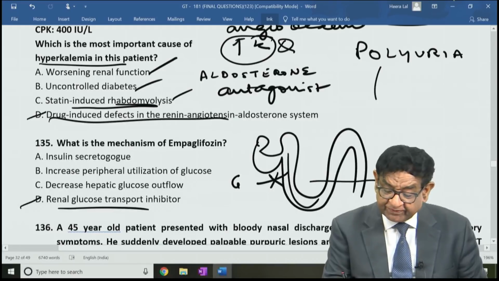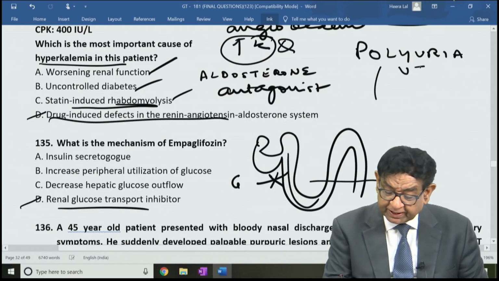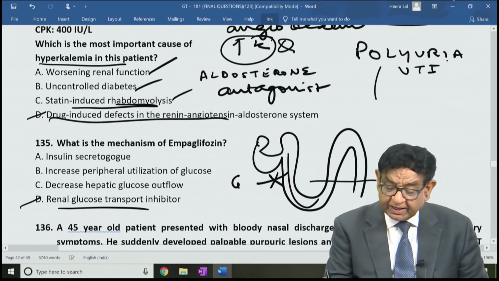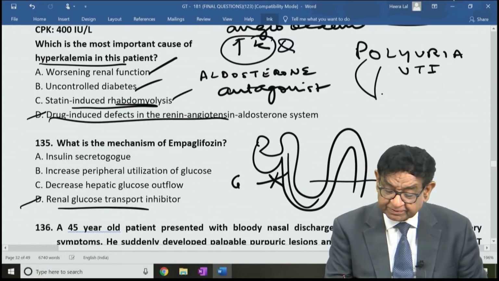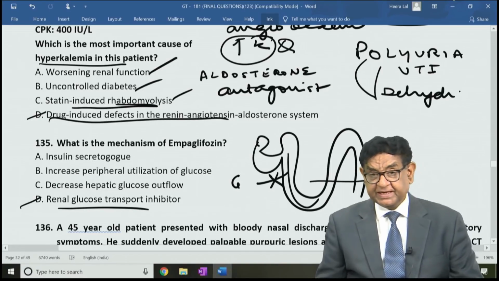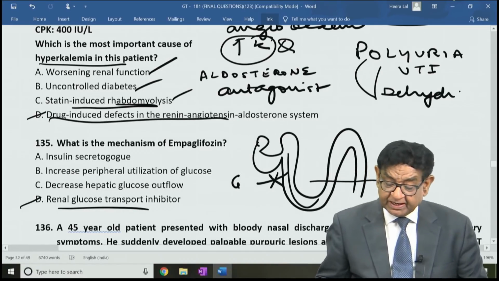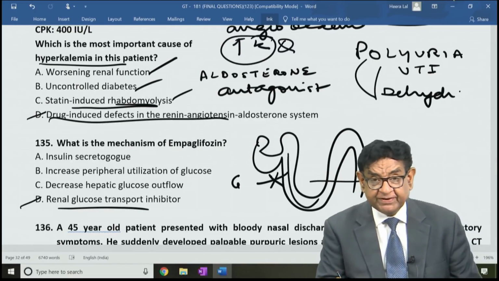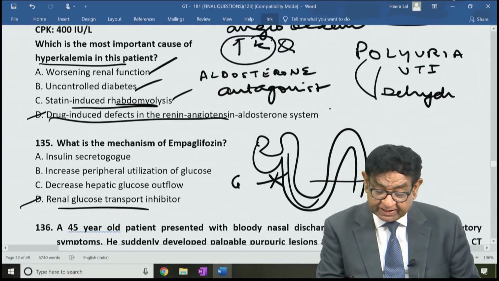What else are the side effects? It can lead to UTI. And remember, due to polyuria, patient can even develop dehydration. Dehydration can occur in this patient. And among the recent side effects which have been implicated, it can lead to limb ischemia also.